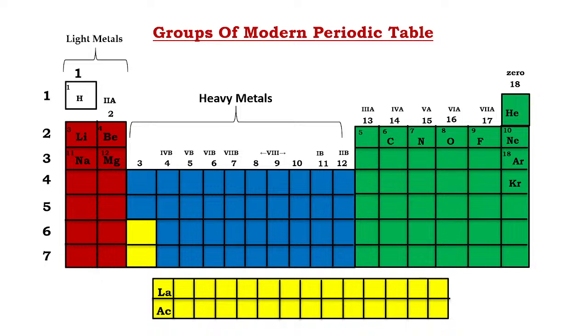Now tell me, iron will come in light metal or heavy metal? Aluminium, copper, heavy metal. Silver, gold. Okay, next, the green color is non-metals. Green color will be non-metal.